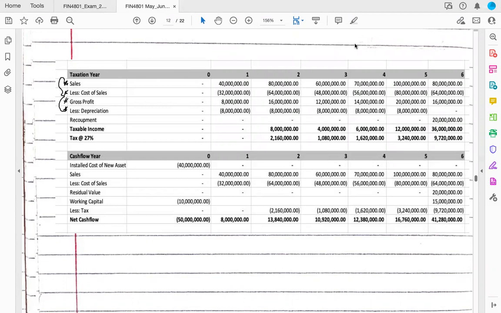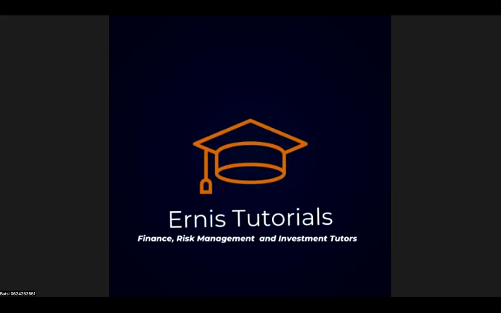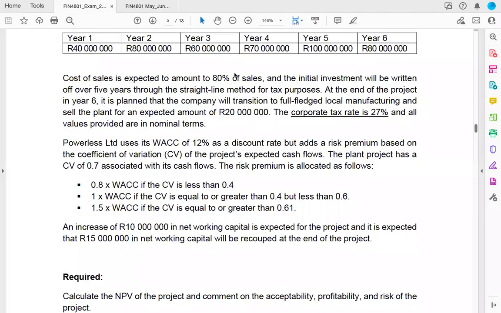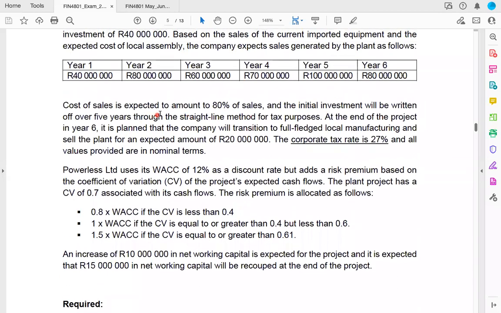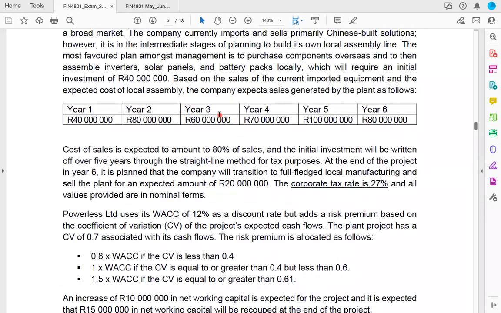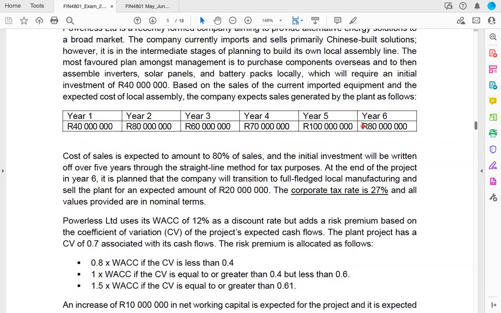So with regards to calculating your gross profit and subtracting your depreciation, it's really important to read the question carefully. The question will guide you as to the approach you're supposed to use. In this case, we were given our sales, then we were told cost of sales are 80% of sales. So when we subtract cost of sales from our sales, we get our gross profit.